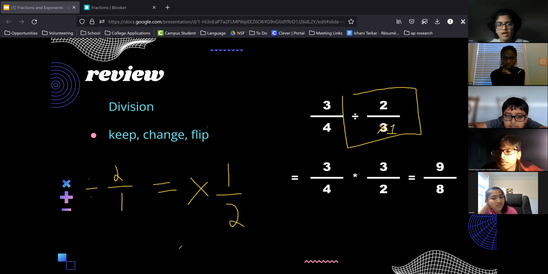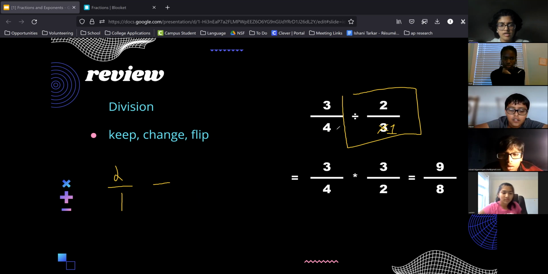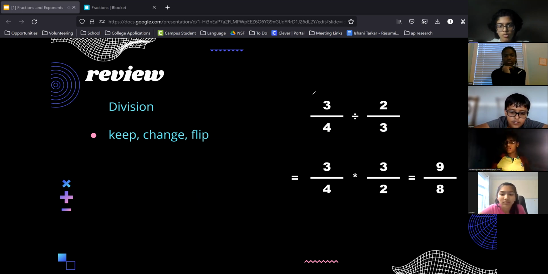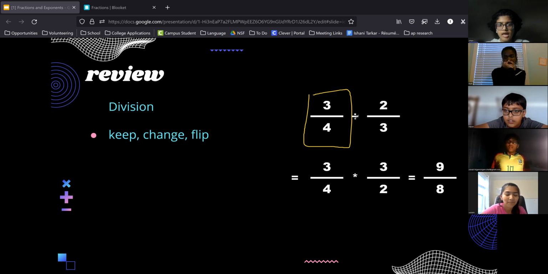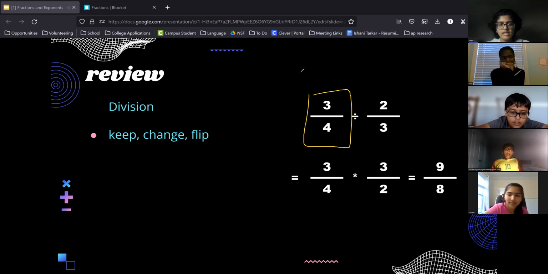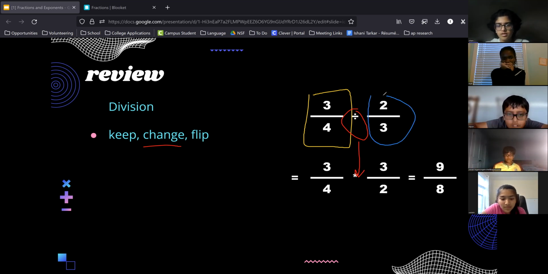And what keep, change, and flip means is we keep our first fraction the same. So we have 3 over 4, and we keep this the same. Then we change the sign here to multiplication. And then we flip, or find the reciprocal of, 2/3. The reciprocal of 2/3 is 3/2. So that's what we mean by keep, change, flip. Does that answer your question?